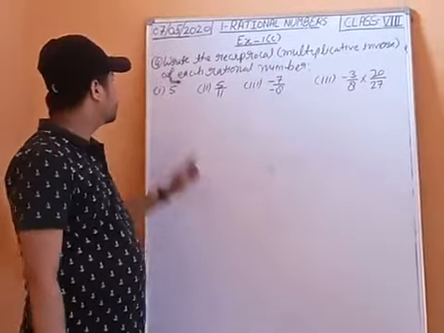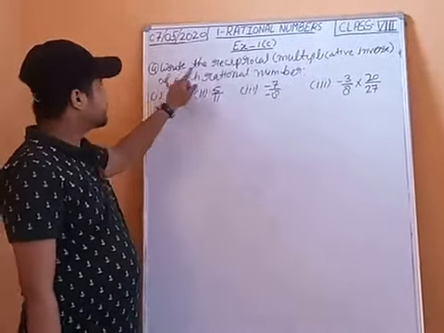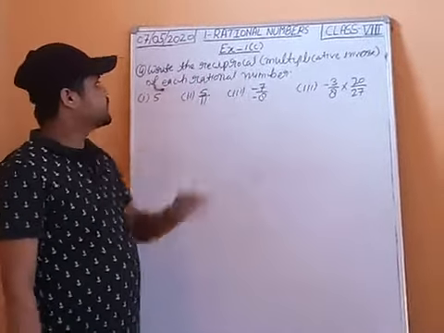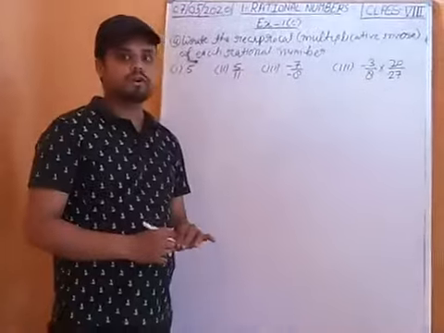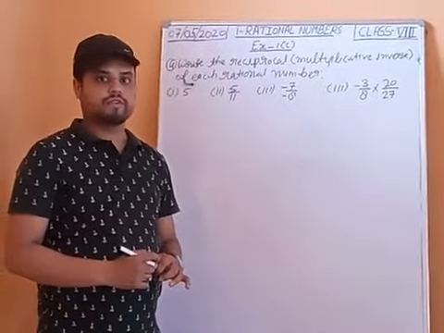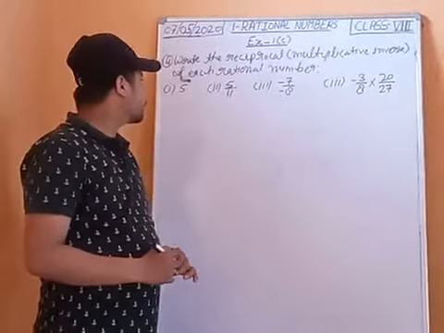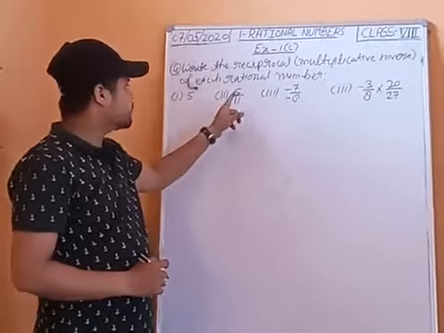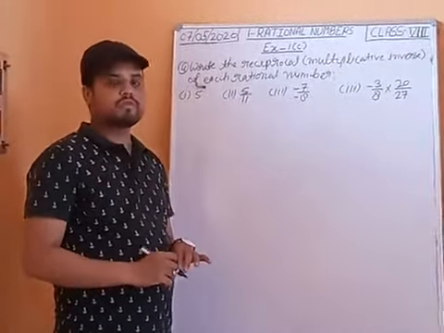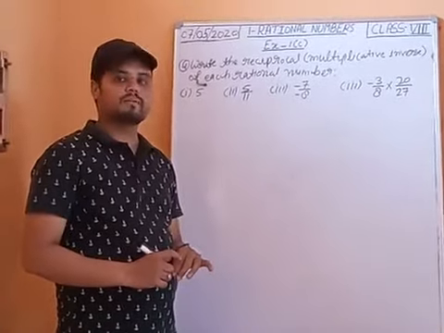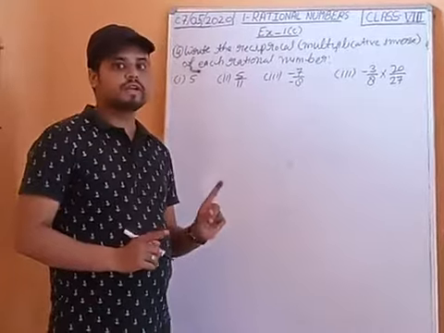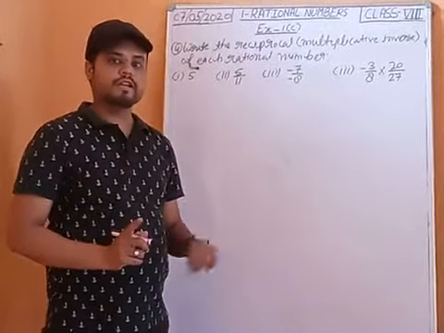Now students, sum 4. Write the reciprocal, multiplicative inverse, of each rational number. Reciprocal is also called multiplicative inverse. So for reciprocal, we will write, suppose here is 5 upon 11. So reciprocal of 5 upon 11 is 11 upon 5. Means in place of numerator we will write denominator, in place of denominator we will write numerator.